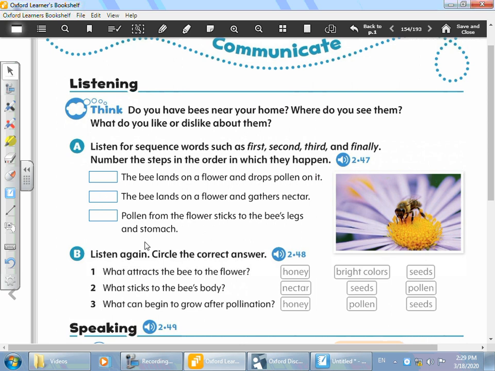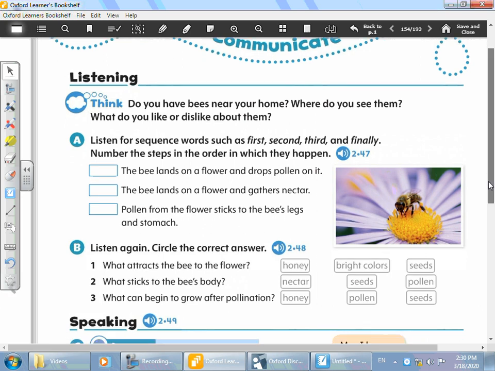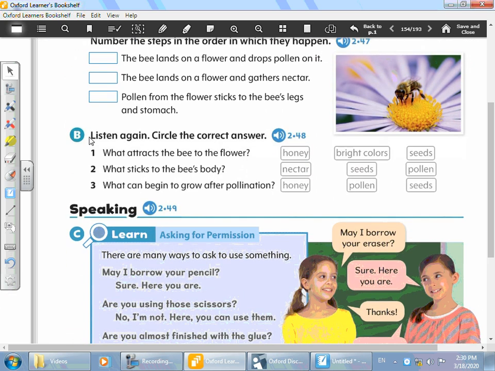Okay. Number 2. The pollen from the flower sticks to the bee's legs and stomach? No. So it's number 2. The bee lands on a flower and drops pollen on it. Very good. So this is number 2. And finally, number 3, what happens? Pollen from the flower sticks to the bee's leg and stomach. Excellent.